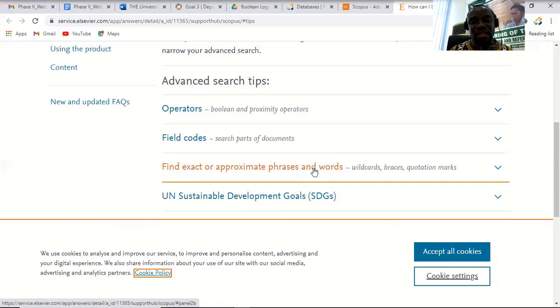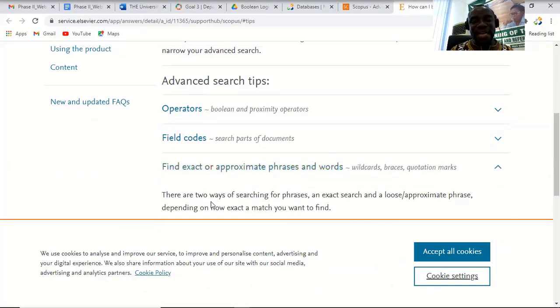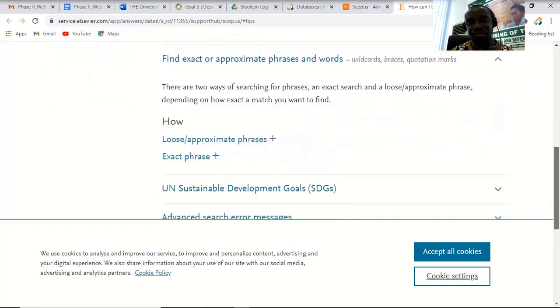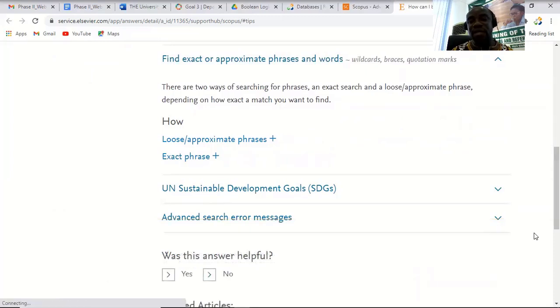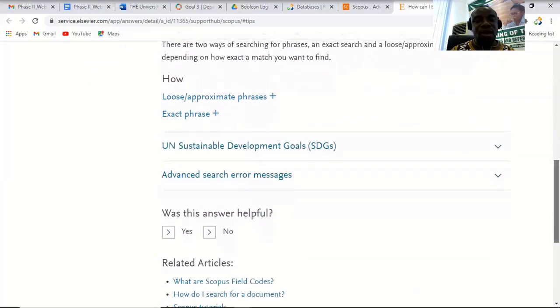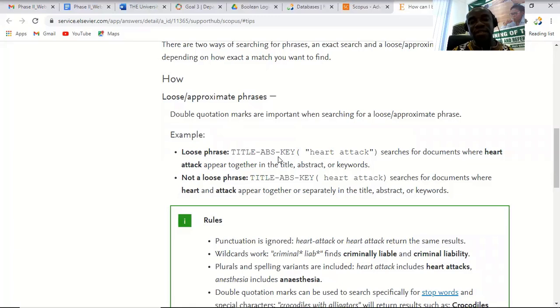I'm interested in this one, so let's look at this particular one. If you want to find exact phrases, it says there are two ways of searching for phrases: an exact search and a loose or approximate phrase, depending on how exact a match you want to find. And let's look at what these two ways are. Let me simply accept a cookie so that I can see everything. All right. So what are these two ways? Now, if you want the loose or approximate phrases, it says for the loose phrase, you see, you use the double quotes, heart attack. Well, first you have indicated where you want to look, title, abstract, keyword, and then you put in bracket heart attack.